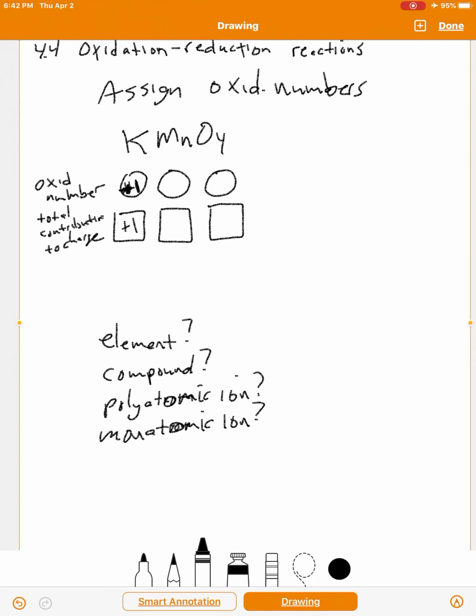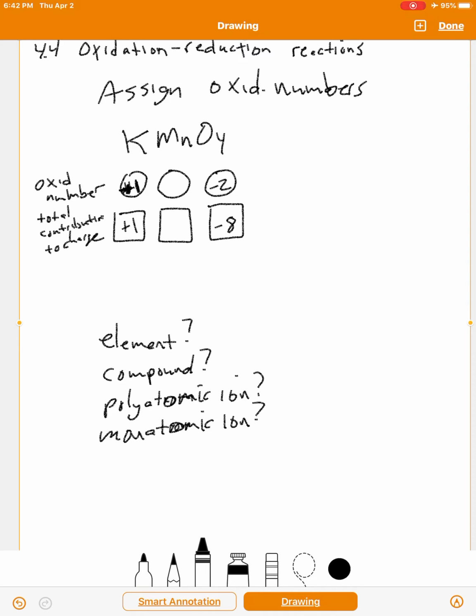Then we look at manganese, and there's no rule for manganese, so we don't know. So then we go to oxygen. For oxygen, the rule is it's -2. And then you ask how many oxygens are there. There are 4 of them. Each one's -2, so that would give us a total charge of -8, 4 times -2.